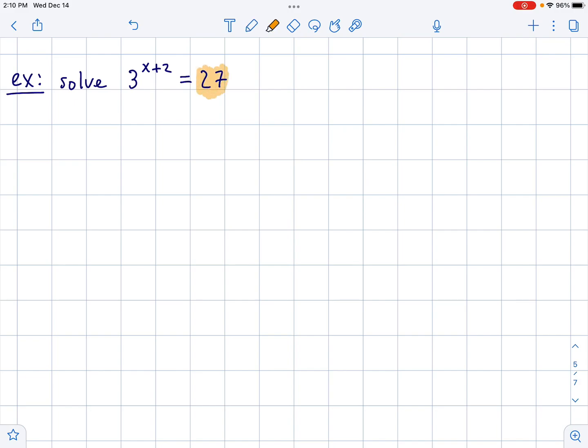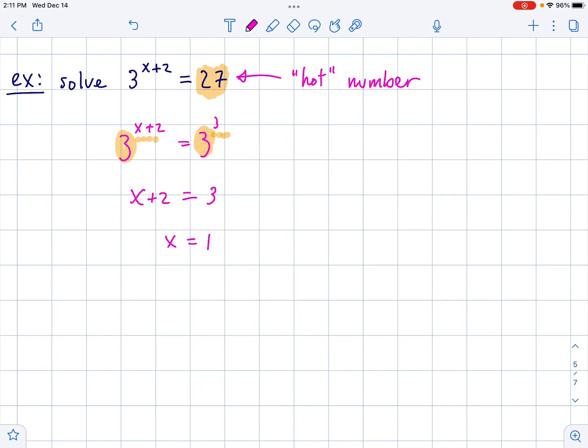Next example, we're going to solve this. This is similar to that last problem where you should have an alarm bell that goes off here that 27 is a hot number. It means it can be rewritten as 3 cubed. It's a perfect power. So we get 3 to the x plus 2 is equal to 3 to the 3. Now, if you have the same base on both sides, you can go ahead and get rid of that base and just set the exponents equal to each other. So we get x plus 2 is equal to 3. So x is equal to 1.